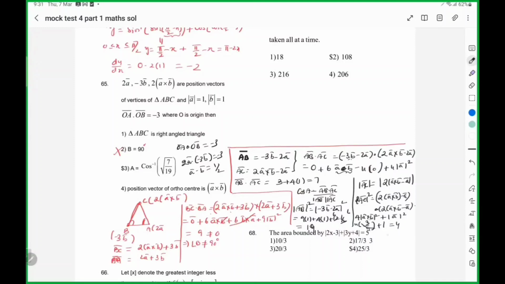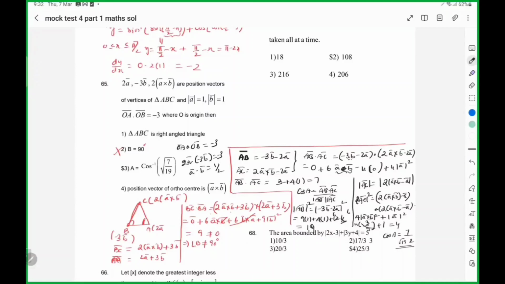So now cos C we got is 7 by root 19 into root 4, which is 7 by 2 root 19. That is angle A.